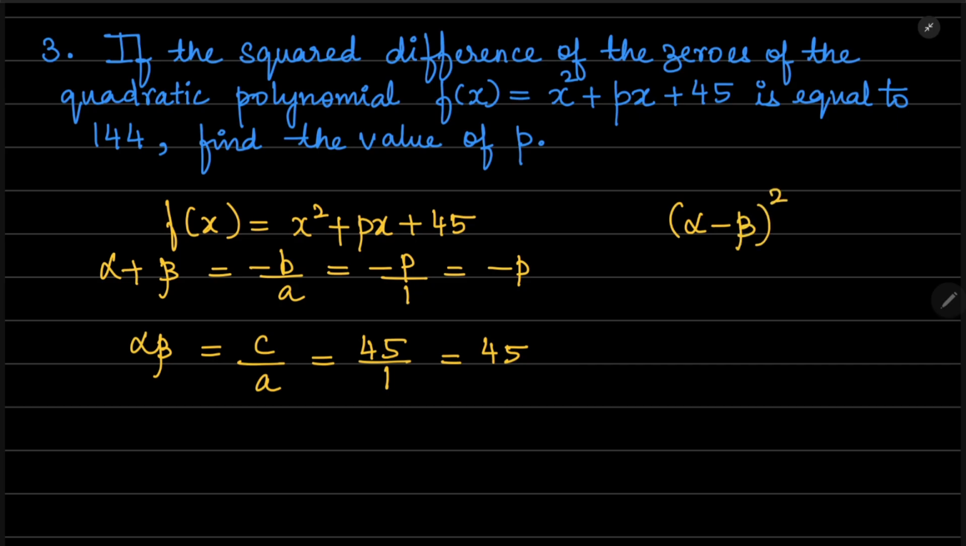The square difference of the zeros of the quadratic polynomial, where alpha and beta are the zeros, is equal to 144. So alpha minus beta the whole square is equal to 144. Expanding, a minus b the whole square is a square plus b square minus 2ab, that is alpha square plus beta square minus 2 alpha beta is equal to 144.